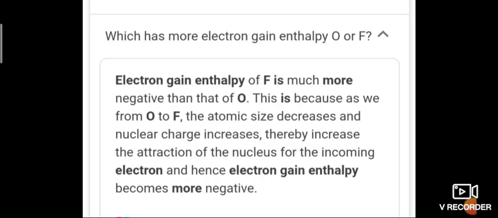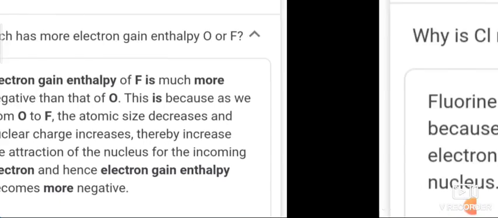Another example: which has more electron gain enthalpy, oxygen or fluorine? The electron gain enthalpy of fluorine is much more negative than that of oxygen. This is because as we move from oxygen to fluorine, the atomic size decreases and nuclear charge increases. Therefore, the attraction of the nucleus for the incoming electron increases and hence electron gain enthalpy becomes more negative.